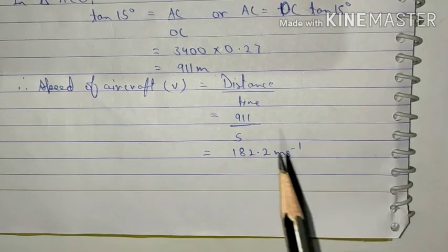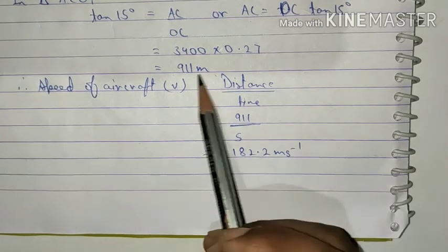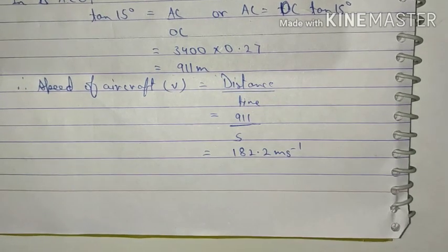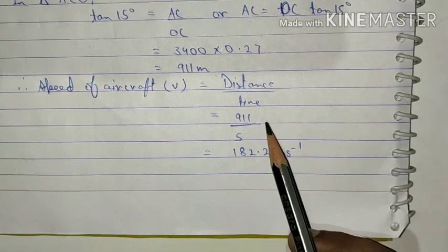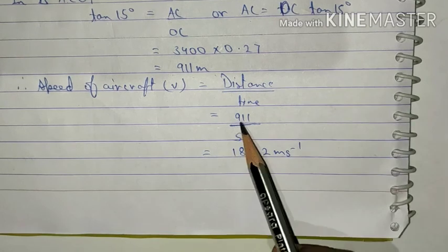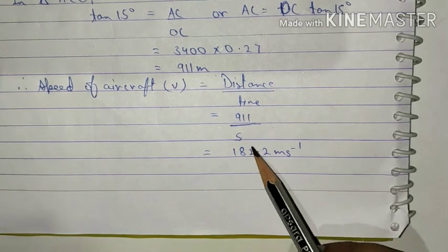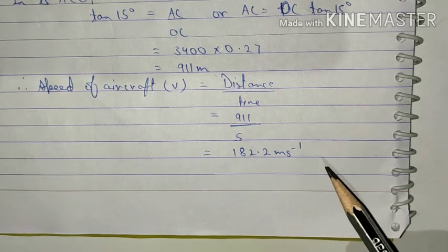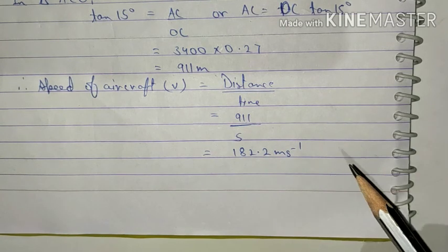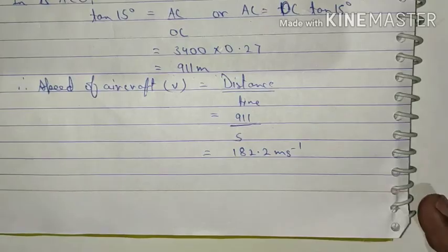We already have the value of AC over here, that is the distance traveled by the object in 5 seconds. So taking the value of distance traveled in 5 seconds upon 5 seconds, we get the value as 182.2 meters per second, which will be the velocity of the aircraft.